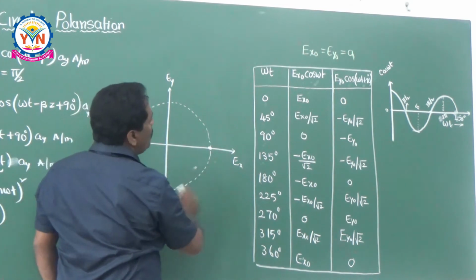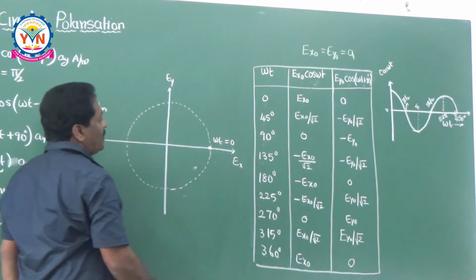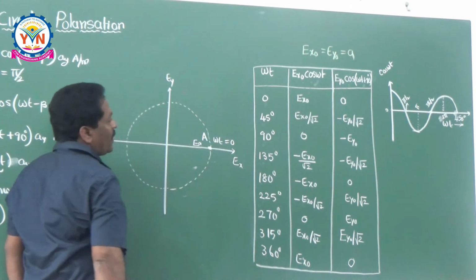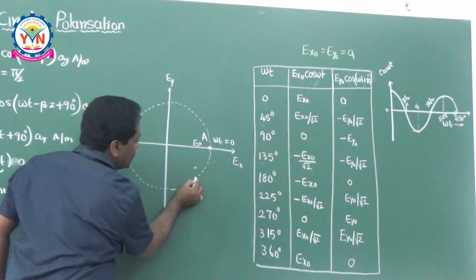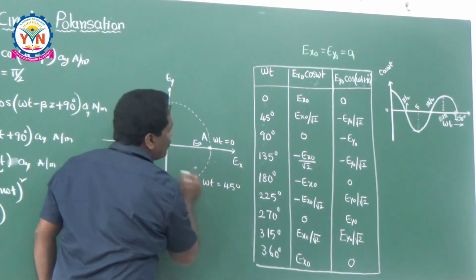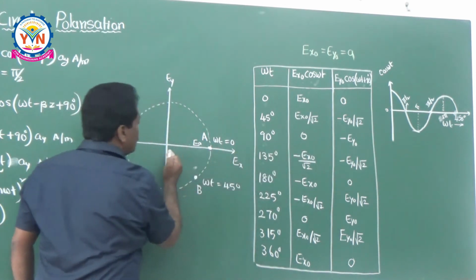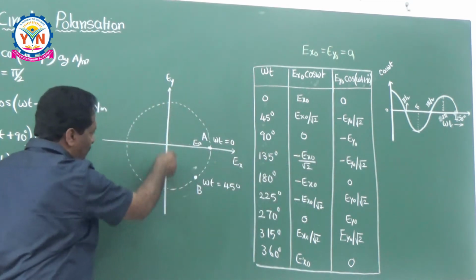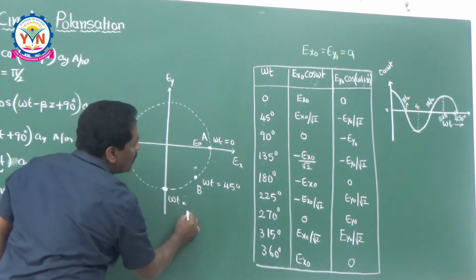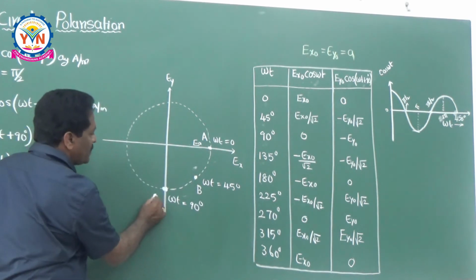Now, this is omega t is equal to 0. You have this Ex naught, Ea. Let the point be A. At 45 degrees, Ex naught by root 2, this is omega t is equal to 45 degrees; this is E naught by root 2, the point is B. At 90 degrees Ex naught is 0, but it has minus Ey naught. Minus means negative axis, so this is the point here, omega t is equal to 90 degrees. This is minus Ea, the point is C.